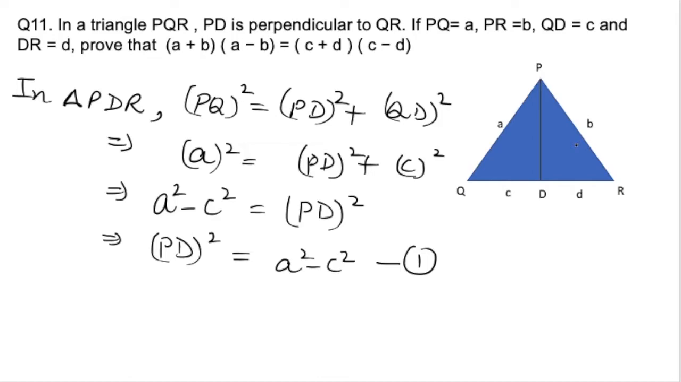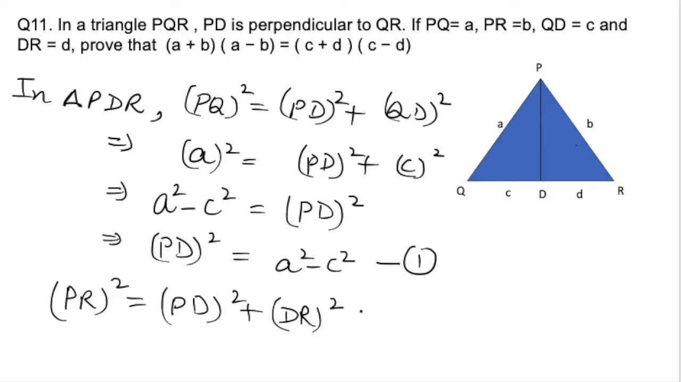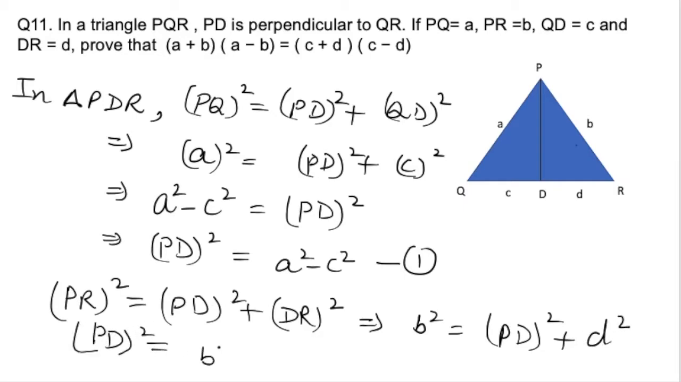Similarly, if we apply the Pythagoras theorem to the other triangle, which is triangle PRD, then we get by Pythagoras theorem PR square is equal to PD square plus DR square. Putting the values, this gives us B square is equal to PD square plus D square, or we can also write PD square is equal to B square minus D square.